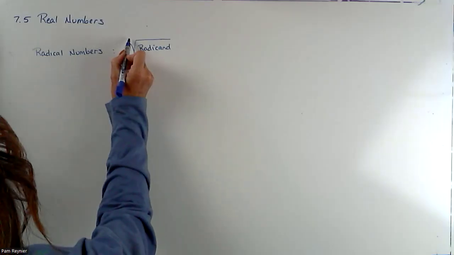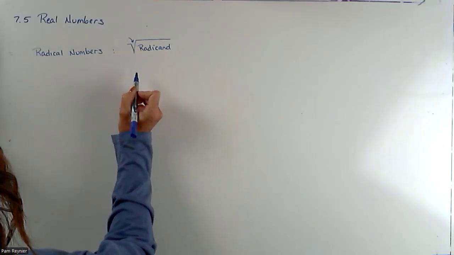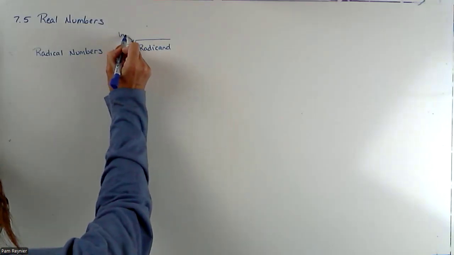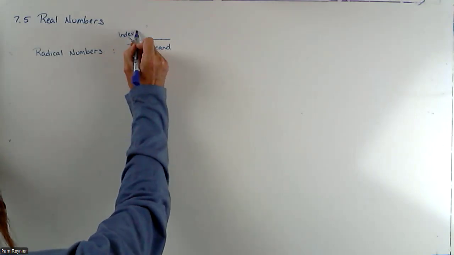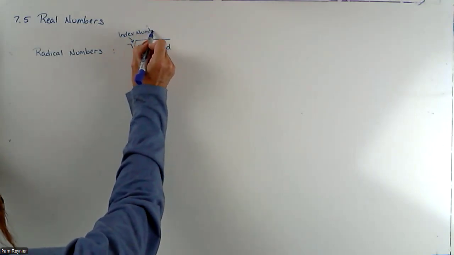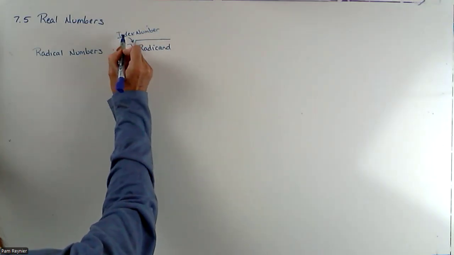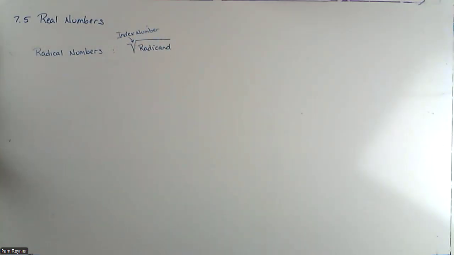And then inside this little symbol, you could have a number, and that's called the index number. Index number. That tells you how many roots, or kind of how many factors, you need. Okay.